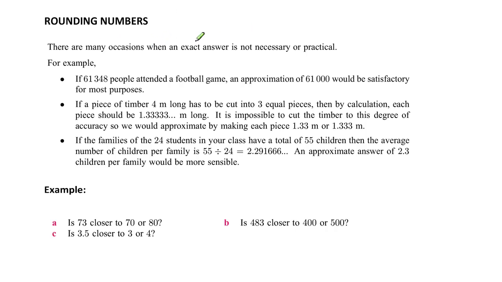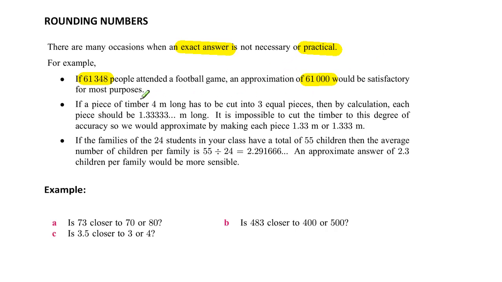The first point is that you don't always need the exact answer when you're doing work, especially practical work. For example, if you have a look here, you've got 61,348 people attending a football game. This approximates to 61,000 people, and that would be perfectly satisfactory to give people a guide to how many people were at the game.